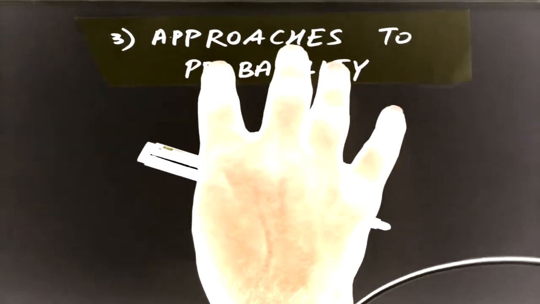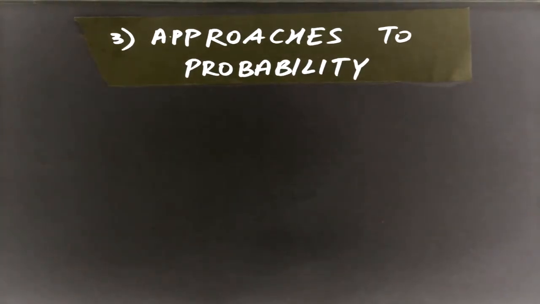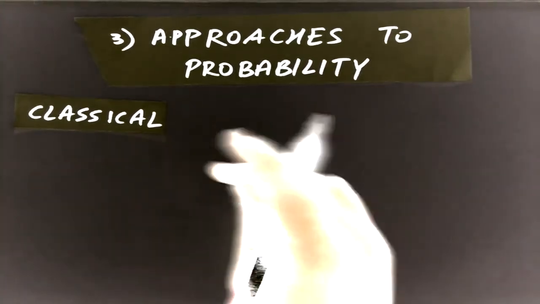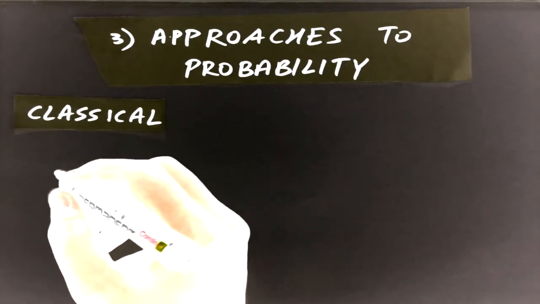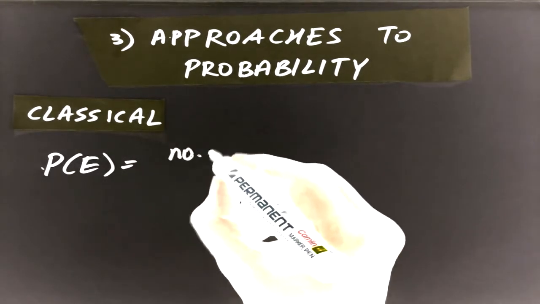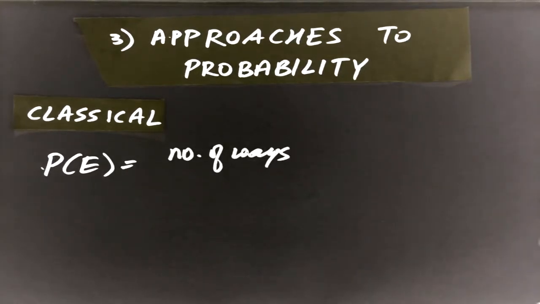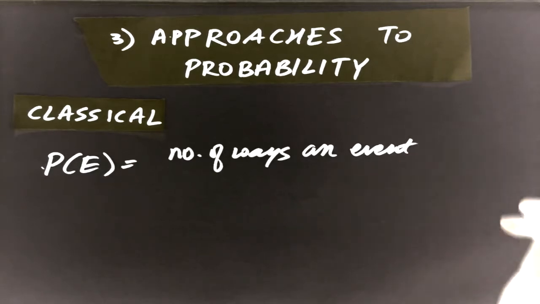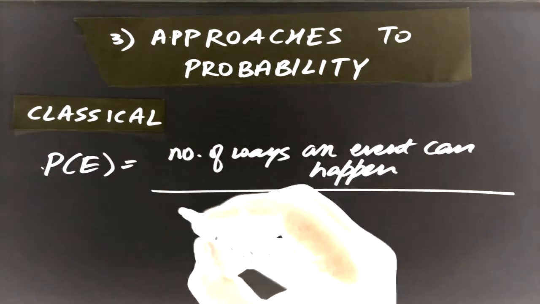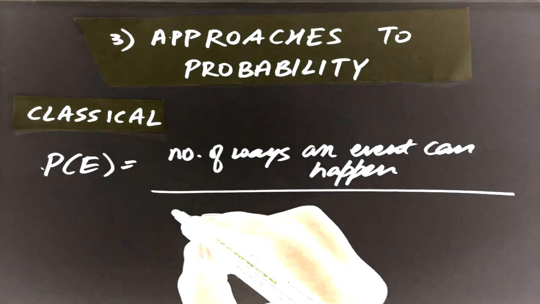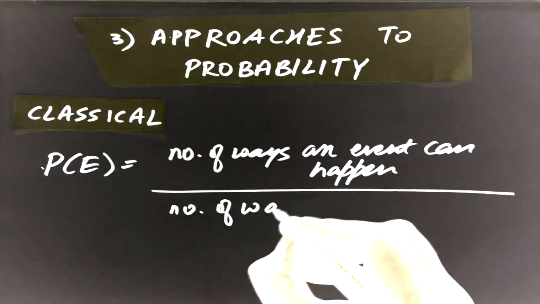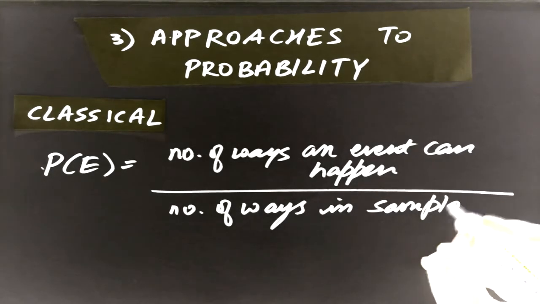Let's move further. Our next topic is approaches to probability. In this we will understand how we calculate probability. There are two ways. The first way is the classical approach. In this approach we use a very common formula: the probability of any event is equal to the number of ways an event can happen divided by the number of ways in the sample space.